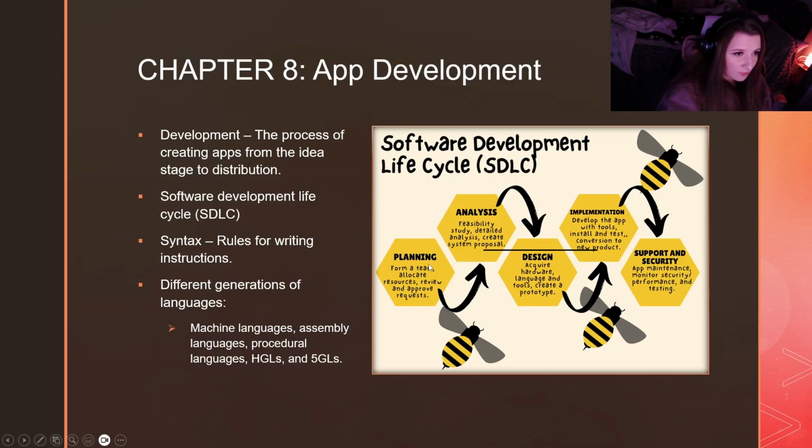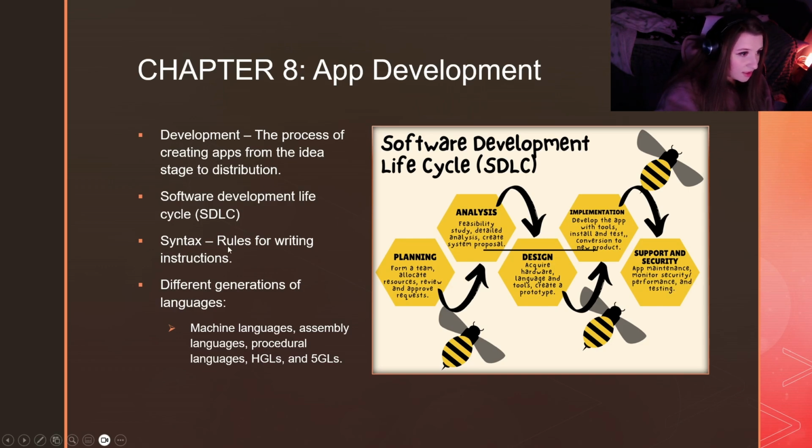You have phase 1, which is planning. You form a team here, you allocate resources, review and approve requests. Then you move on to the analysis phase. This is the feasibility study, detailed analysis, and then you create the system proposals. Then you move on to the design phase. You acquire hardware, language, and tools and create the prototype. Then you move into the implementation phase. This is where you develop the app with tools, install and test, conversion to new products. And then finally, you move into the support and security phase. This is app maintenance. You monitor security, performance, and testing.